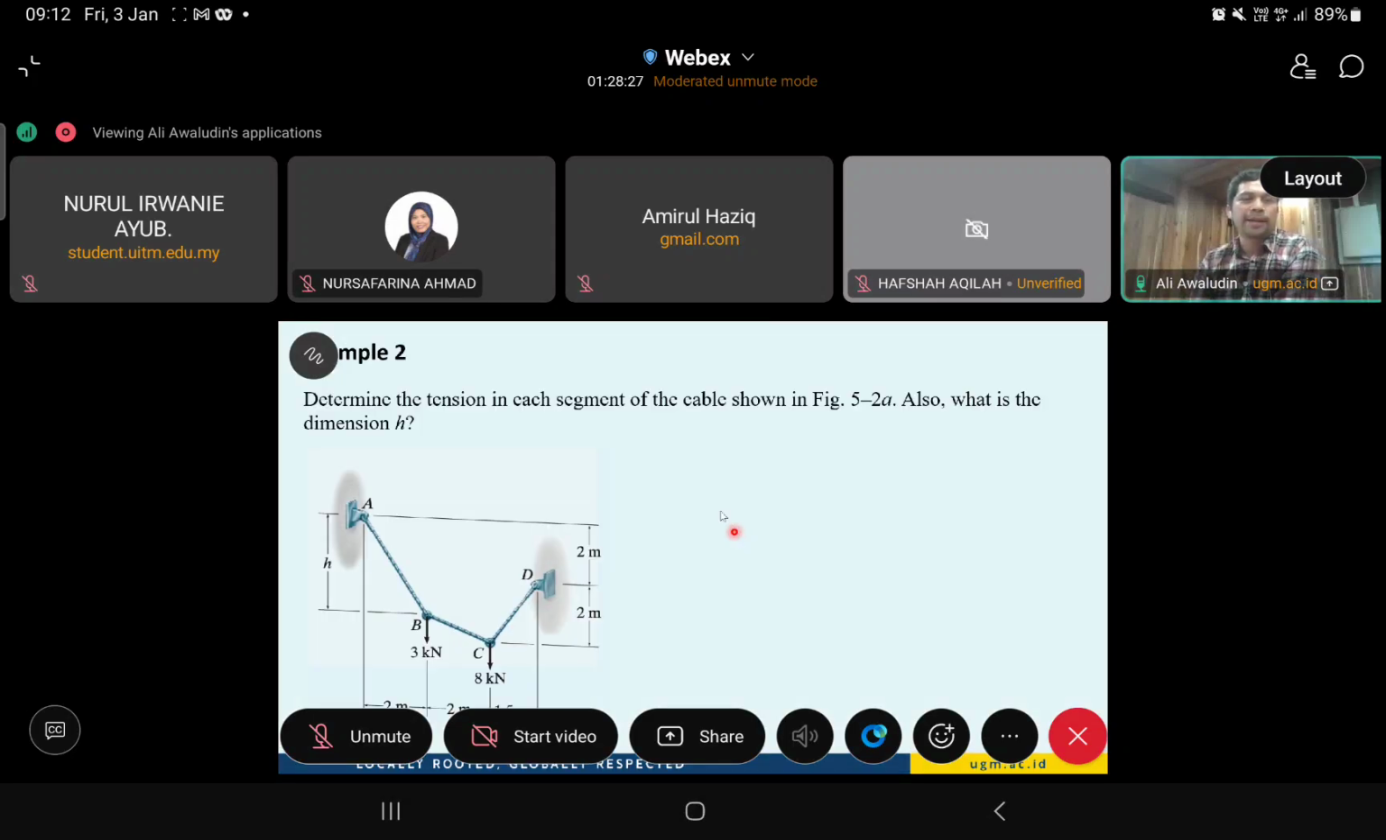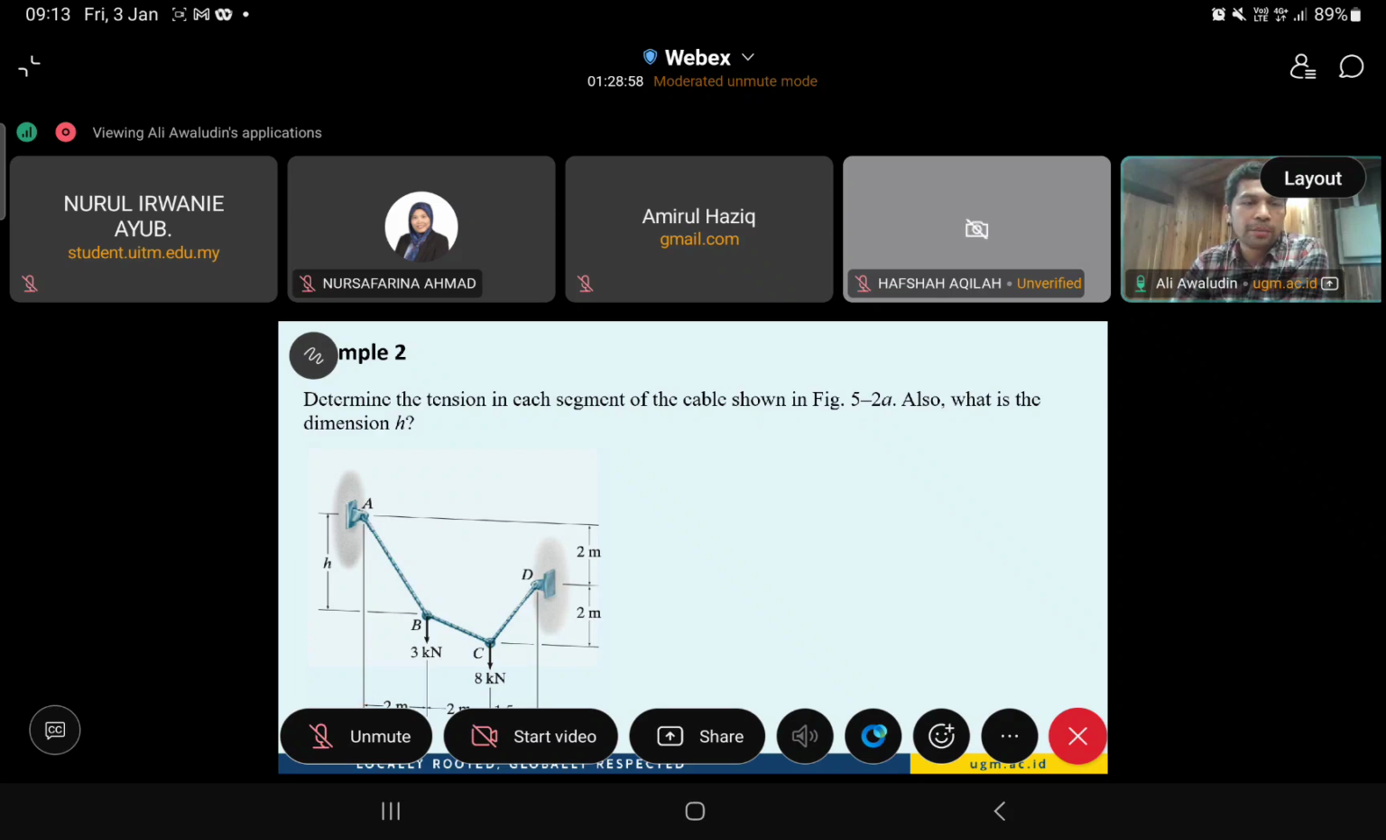Okay, let's see another one. So here, A and D have different vertical elevation. B and C have the forces 3 kilonewton and 8 kilonewton. We also have no idea about the vertical sagging at point B. But we see here that at point C, the total elevation is about 4 meters in the vertical direction.